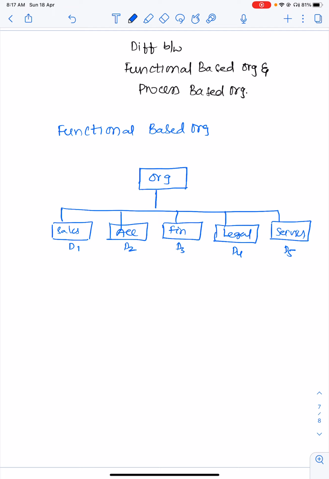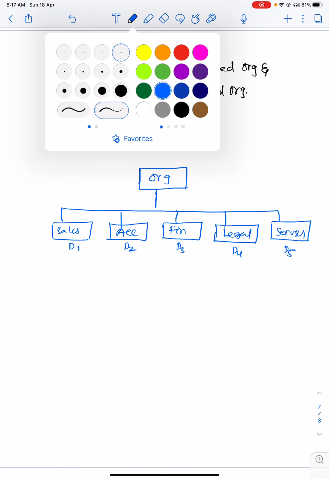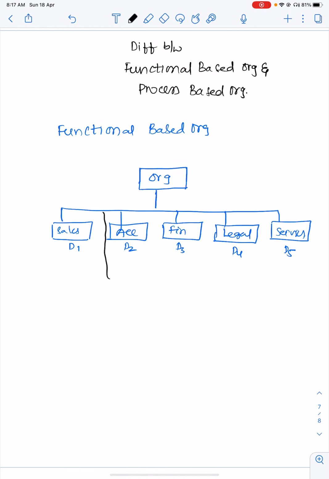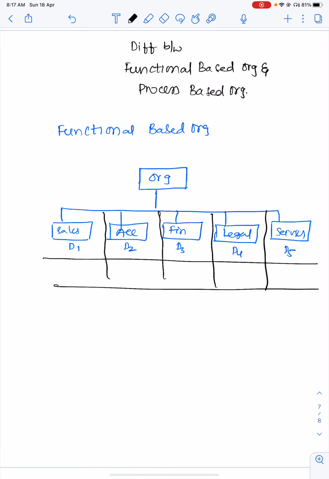Now for every department we have a functional executive. For sales department, we call him chief sales officer. For accounts department, let us assume chief accounts officer. Finance, chief financial officer. In certain organizations, accounts and finance have a common head, that is CFO. Legal, chief legal officer. Services, chief technical officer. So this is how we have functional executives for each department.